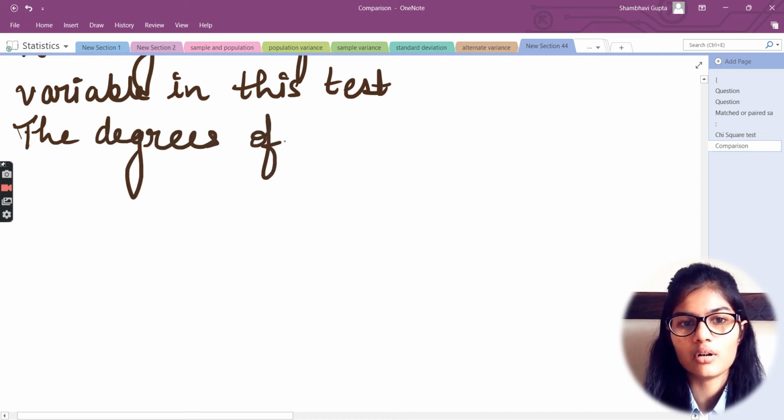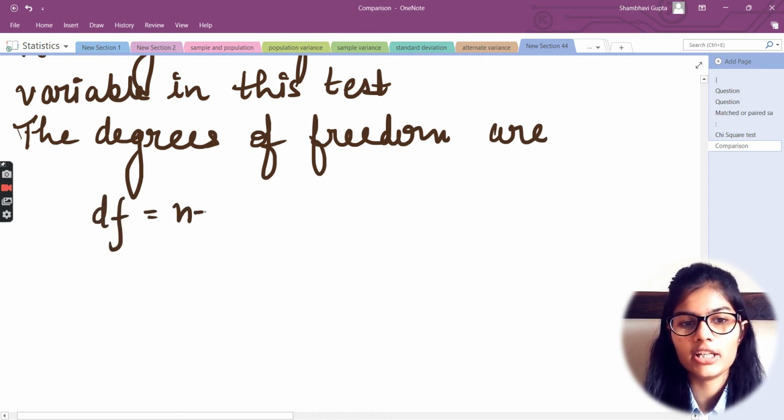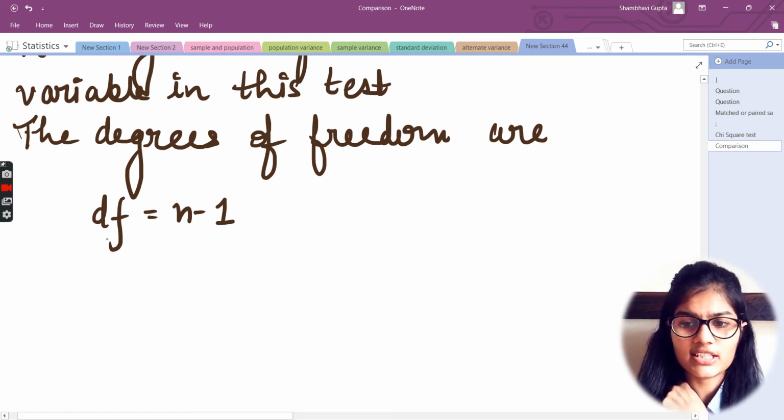The degrees of freedom, df, is equal to n minus 1. So the degrees of freedom we have is n minus 1, which is similar to all the ones we have studied before. It's completely similar to those, right? So df is equal to n minus 1.